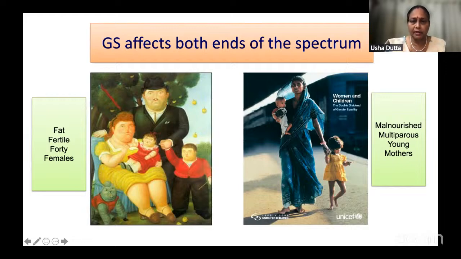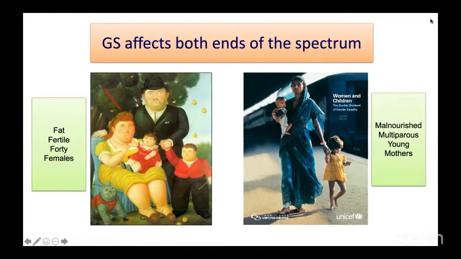Just give me 1 second. I'll just share my screen again. No, we are seeing your slide. I think the slide is not moving. That's the only thing.